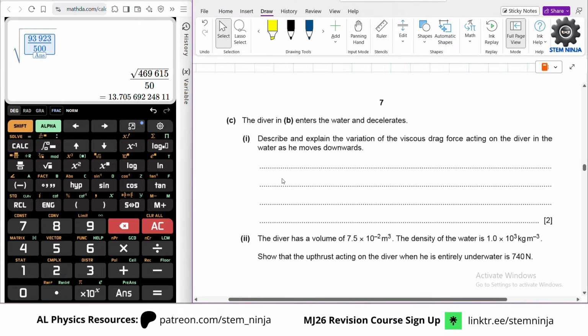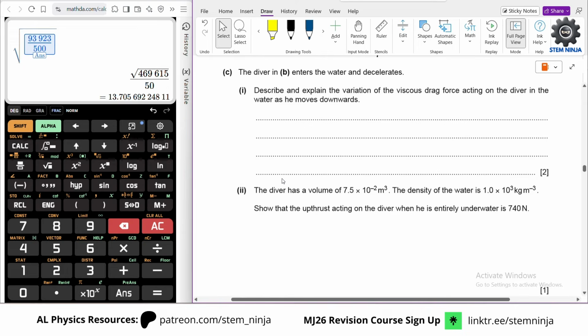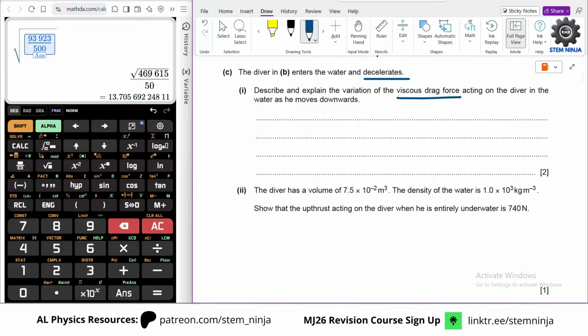Alright, the diver in B enters the water and decelerates. Describe and explain the variation of the viscous drag force acting on the diver in the water as he moves downwards. Okay, so viscous drag force increases with velocity, and since the diver is decelerating, velocity is decreasing, hence the viscous drag force will decrease.